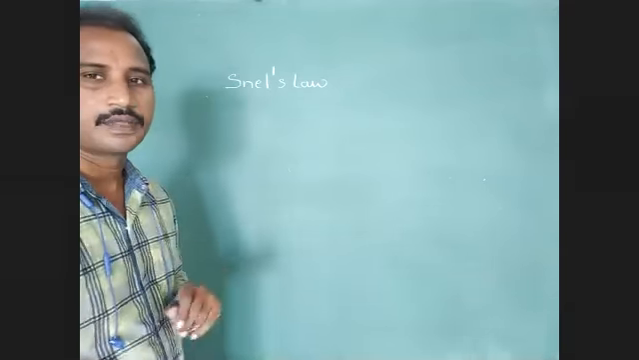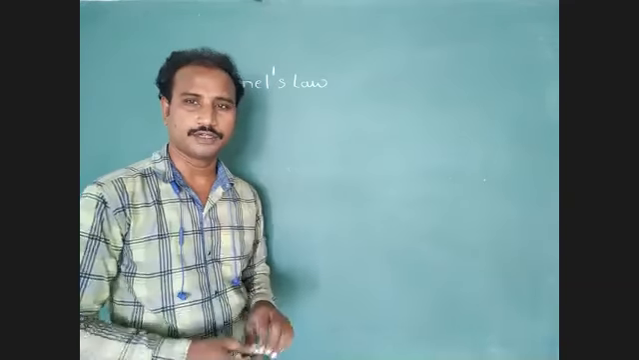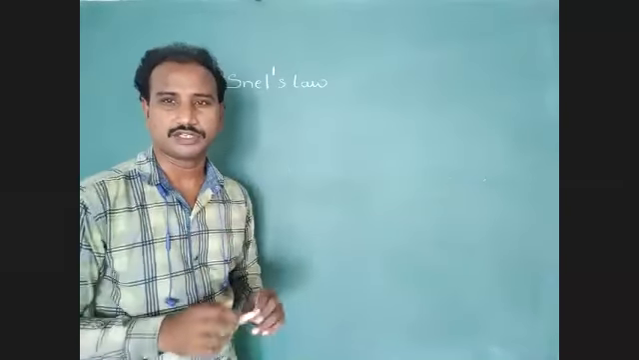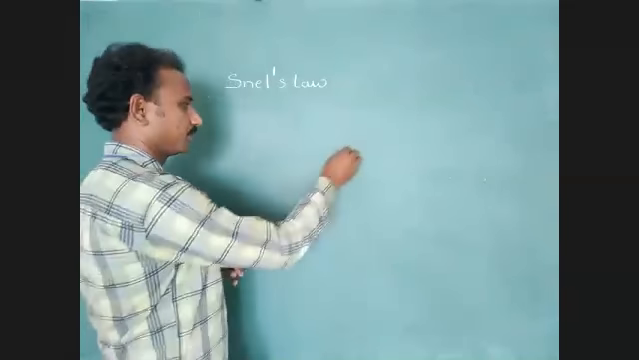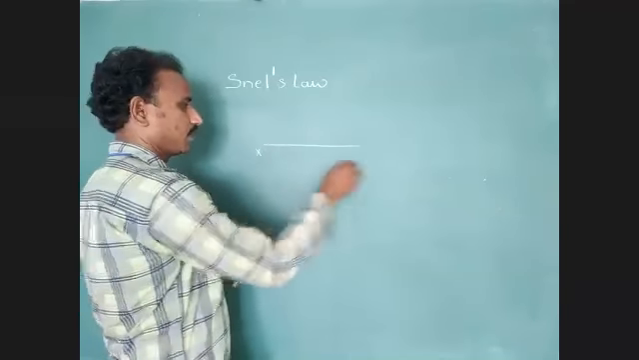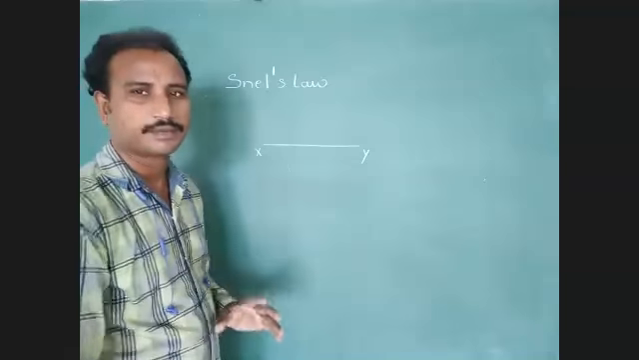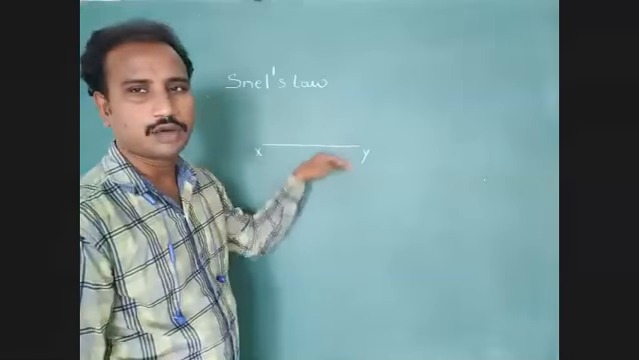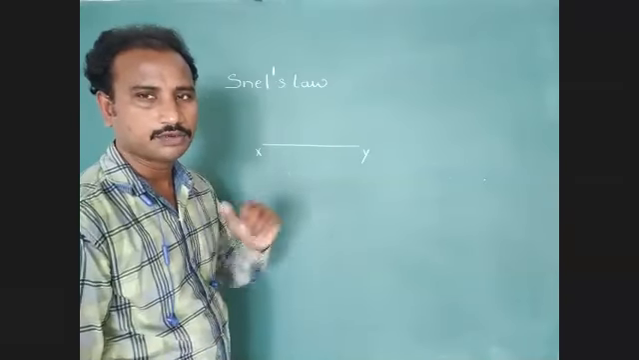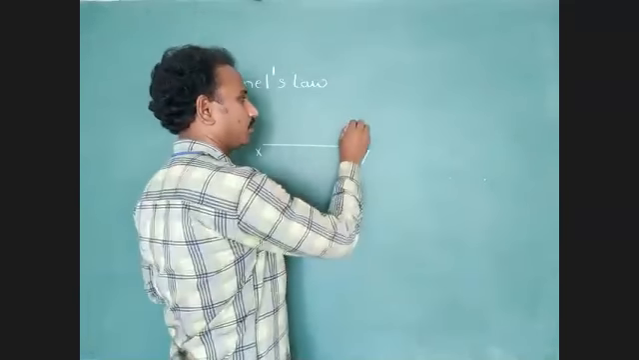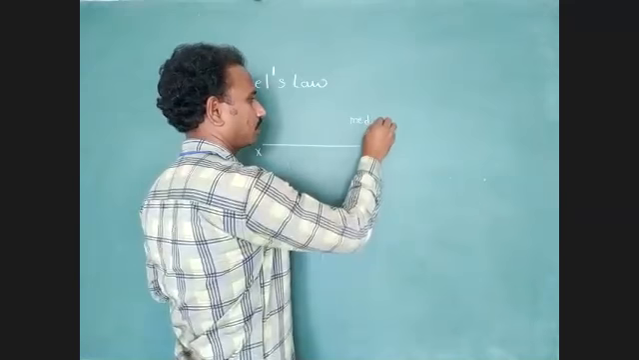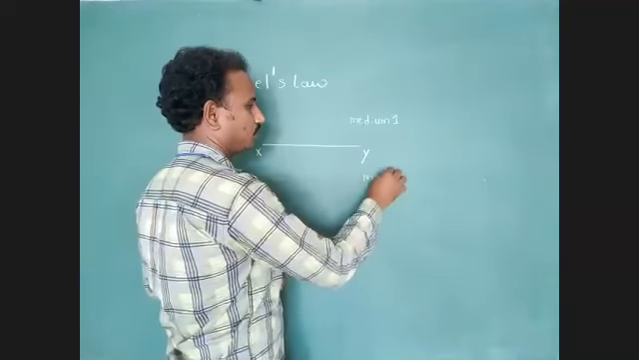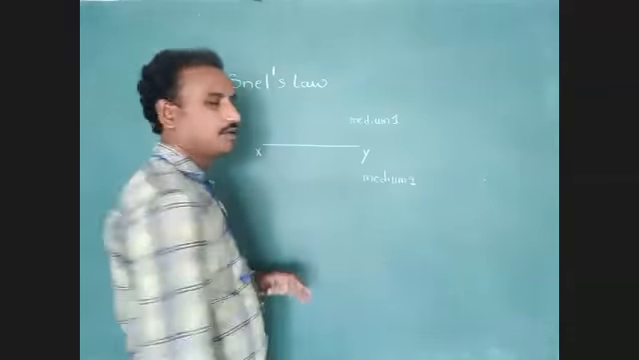What is Snell's law? The ratio of the sine of the angle of incidence to the sine of the angle of refraction is always constant. Here, identify XY as one refracting surface. That refracting surface separates two optical media. How many optical media? Two. One optical medium we represent as medium 1, and the other as medium 2.